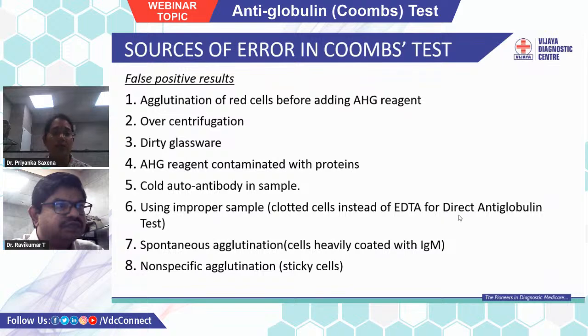Sources of error in Coombs test. False positive results can occur if there is agglutination of RBCs before adding of anti-human globulin reagent, when you do over centrifugation of the tubes, if there is dirty glassware, if there is contamination of anti-human globulin reagent with proteins, presence of cold or autoantibody in the sample, using improper sample like clotted cells instead of EDTA for direct Coombs test, presence of spontaneous agglutination. This happens when the cells are heavily coated with IgM, and non-specific agglutination.